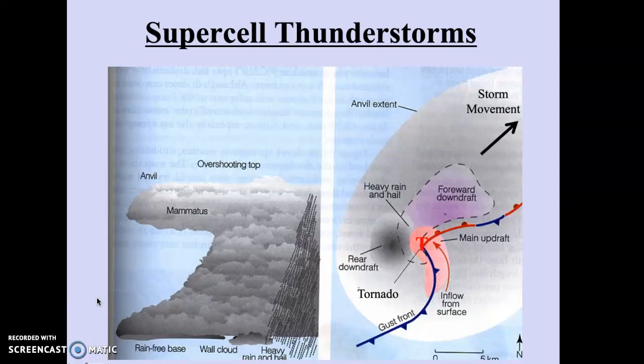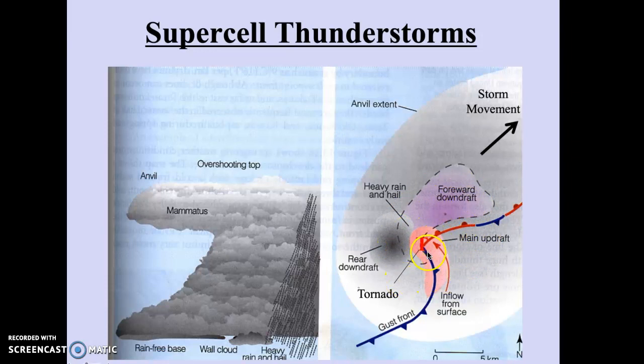So, when talking about the strongest thunderstorms, the ones that generally produce tornadoes, we're generally talking about supercell thunderstorms. Tornadoes can happen in non-supercell thunderstorms, and supercell thunderstorms can not have tornadoes, but these are generally the strongest, most severe thunderstorms, and they often will create tornadoes. The reason they do this is because they have an internal rotation to them.